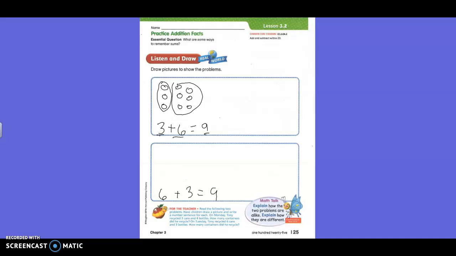Okay? How can we draw a picture for this? Chase? 6 circles. 6 circles first, right? For the 6. And then what will we do? Kinley? Put 3 more circles. And then 3 more circles for the 3. And how many total circles is that? Isaac? 9. Okay, all those together equals 9, right?